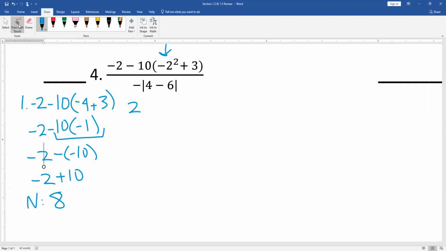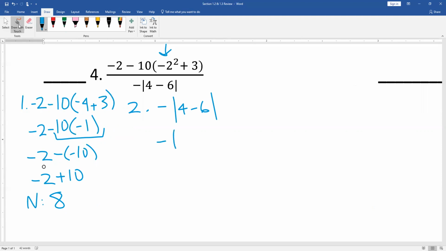All right, 2 is our denominator, negative absolute value of 4 minus 6. All you need to remember is that everything inside of an absolute value is going to come out positive. So if you have a negative in front of an absolute value, your answer is always going to be negative.